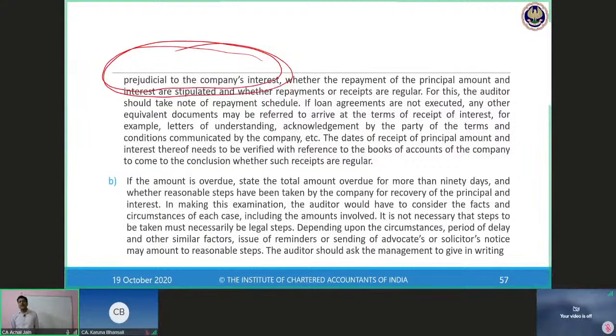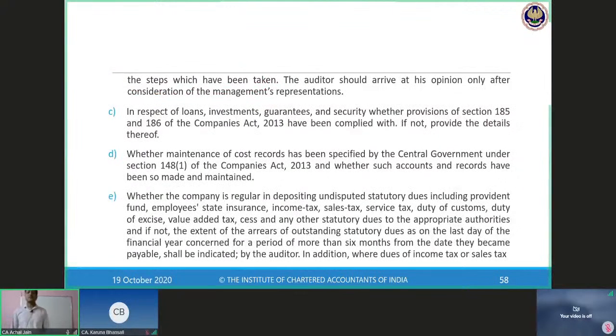No. So there could be various other steps or various other things which the management might have planned in respect of this. Depending upon the circumstances, period of delay and some other similar factors, issues of reminders or sending of advocates' or solicitors' notice may amount to reasonable steps. The auditor should ask the management to give in writing the steps which the management would have taken. The auditor should arrive at his opinion only after consideration of management's representations.